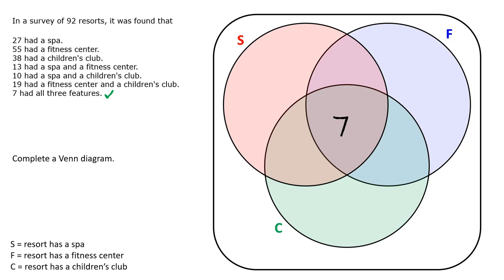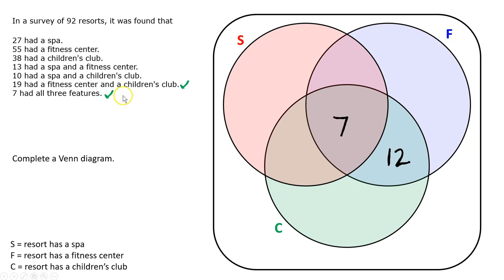Now I have to make sure I think as I move up this way. Now I'm going to see where I have information with only 2 overlaps. This region with 3 overlaps is in regions where 2 circles overlap each other, or 3 circles for that matter, but I can use this information to figure out some other information. For instance, 19 had a fitness center and a children's club. So for fitness center and children's club, this total area should be 19, but we know 7 of it is also shared with S. So that means this down here has to be 12.